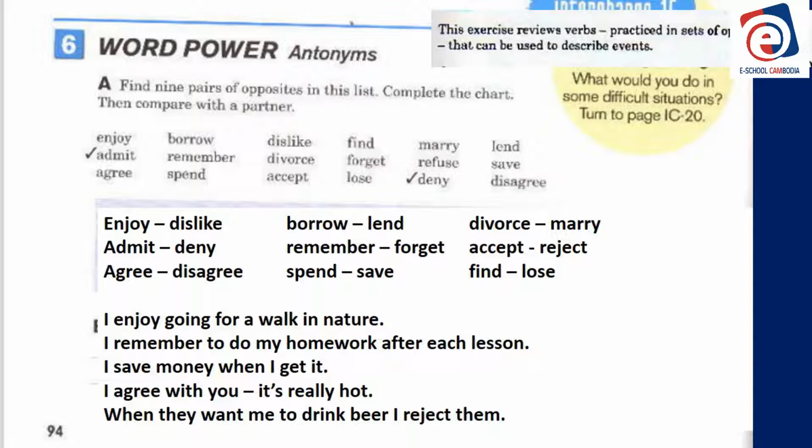Admit. Deny. Admit means you tell what you've done wrong. You admit your mistake, is what we say. I admit my mistake. I confess my mistake. The opposite is you deny. You say, no, I did not do that. It's not my fault. Of course, agree and disagree.